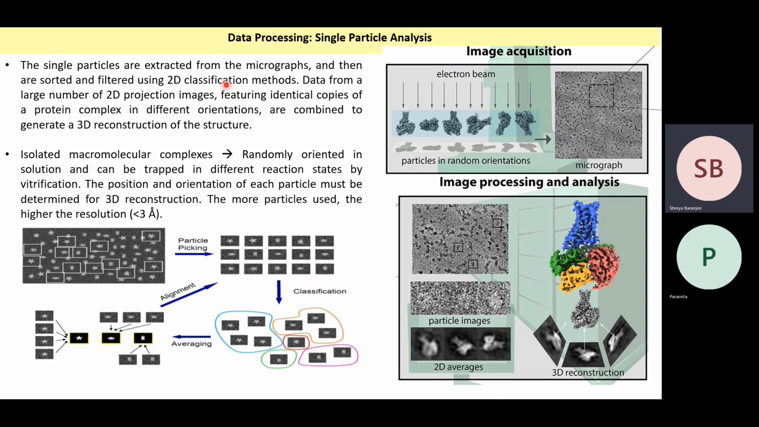So now that the data has been collected, it needs to be processed. The single particles are extracted from the micrograph and they are sorted and filtered using 2D classification methods.